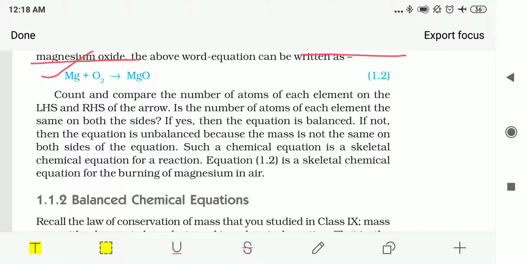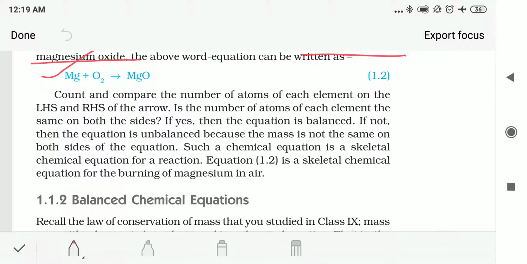Count and compare the number of atoms of each element on the left hand side and right hand side of the arrow. Is the number of atoms of each element the same on both sides? If yes, then it is balanced. Here we can see that magnesium has one atom on the left hand side and one atom on the right hand side, but oxygen has two atoms on the left hand side and one atom on the right hand side. So we can say that it is not balanced.